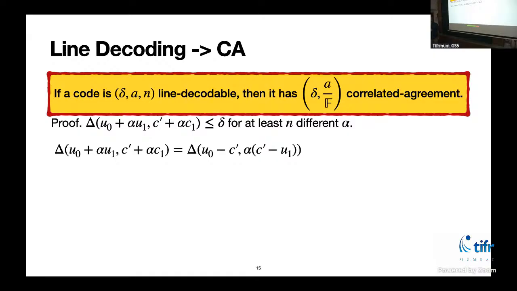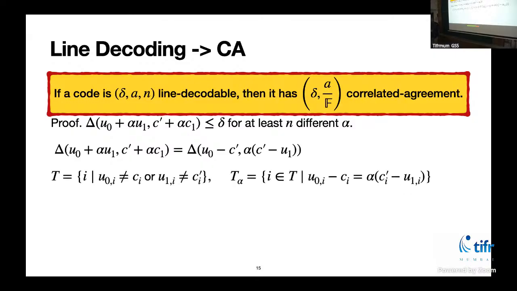So I just rearrange this because it is having distance. I can rearrange this. The alpha is common here, u0 minus c prime. So now consider the set of coordinates in which neither of these things are equal: u0_i is not c prime_i, or u1_i is not c1_i. Wait, c1. This is c1. Okay, this is c1. Sorry.